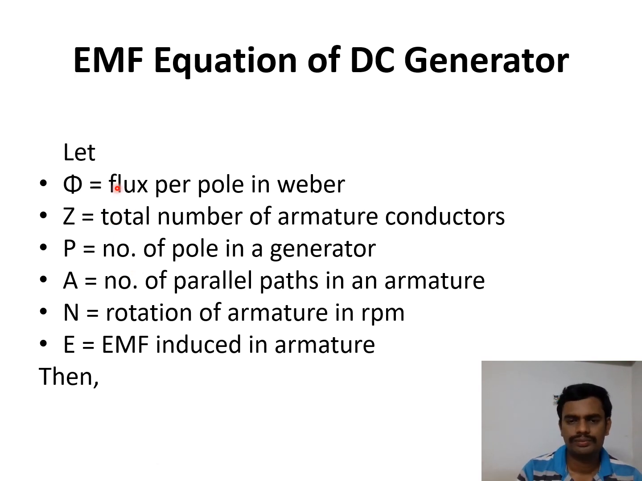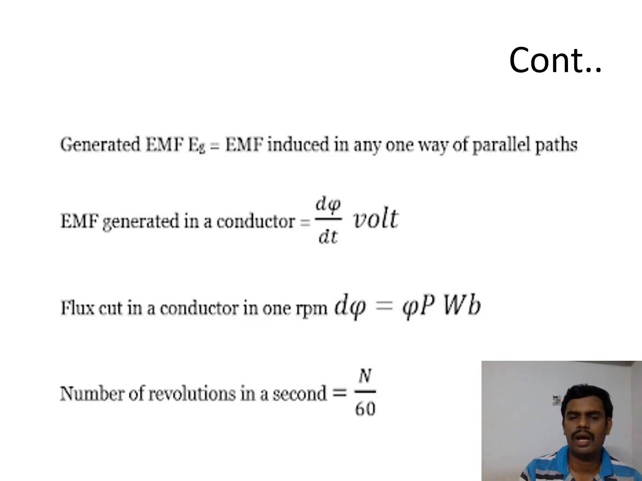this is the derivation. Let phi be the flux per pole in Webers, Z the total number of armature conductors, P the total number of poles in a DC generator, A the number of parallel paths in the armature, N the rotation of the armature in RPM, and E the EMF induced in the armature. Then the generated EMF Eg is equal to the EMF induced in any one of the parallel paths. The EMF generated in a conductor according to Faraday's laws is equal to d phi by dt volts.